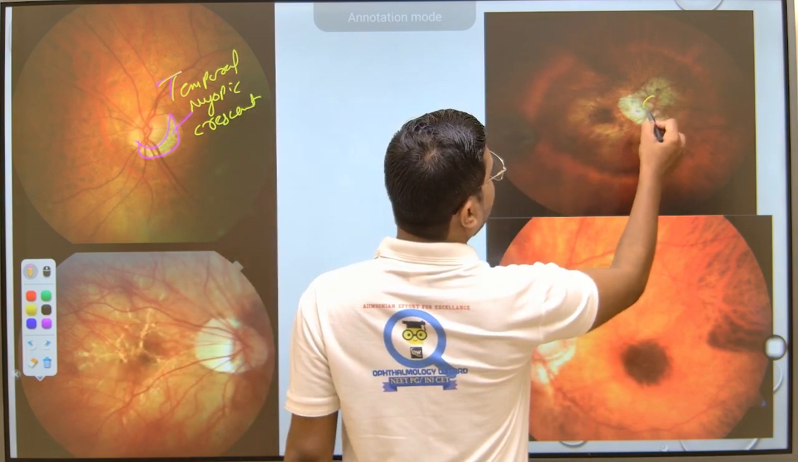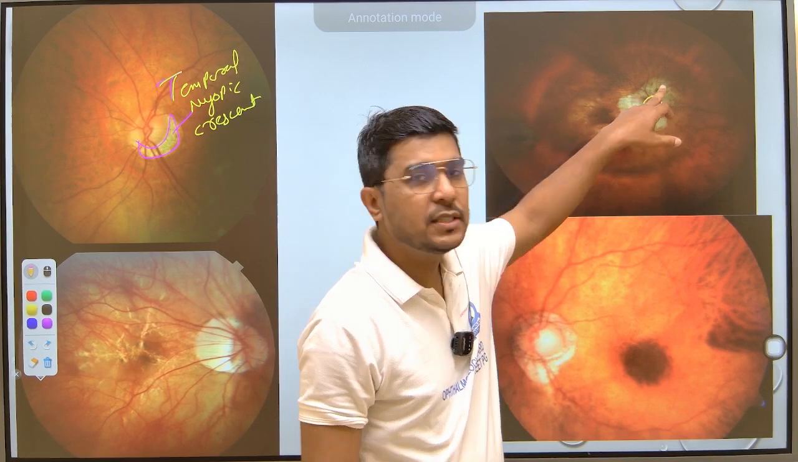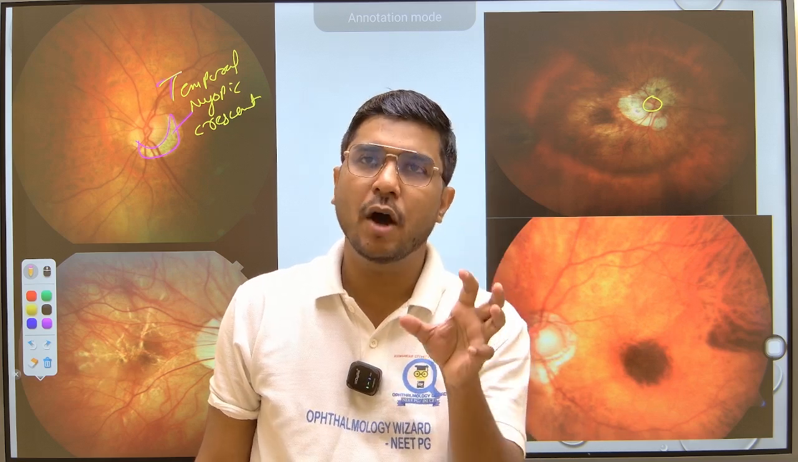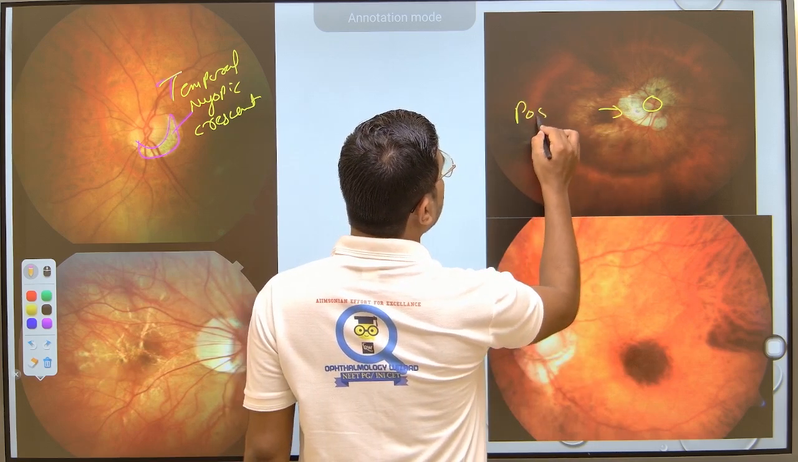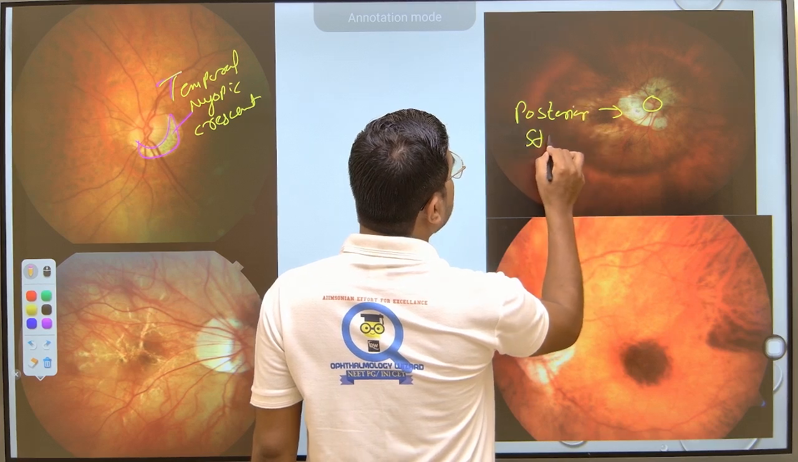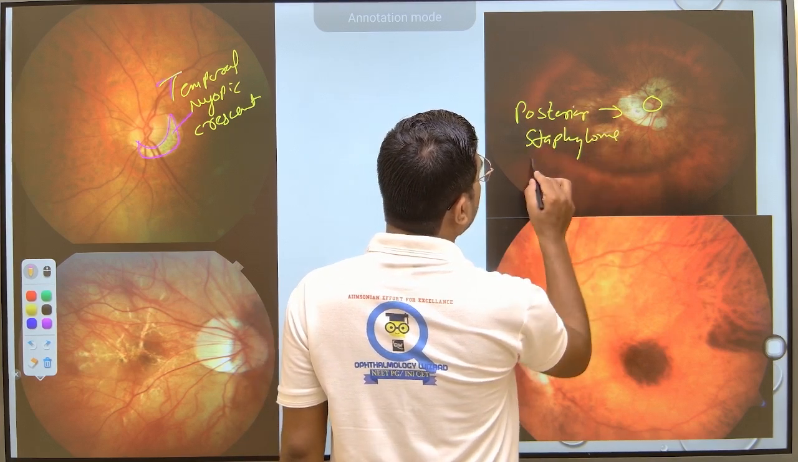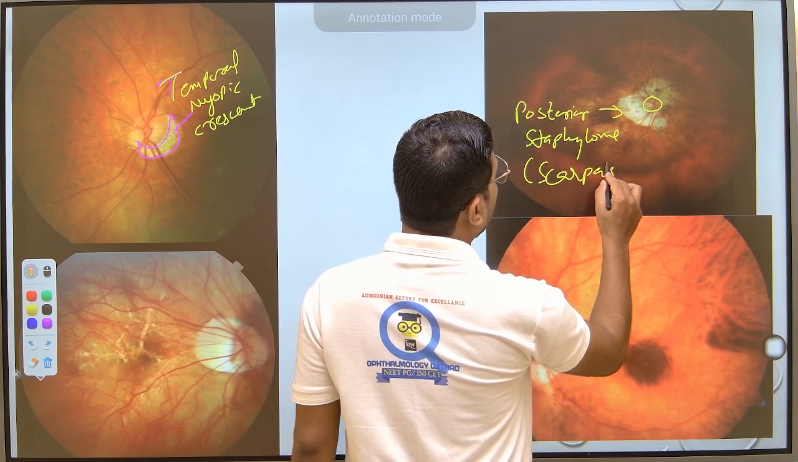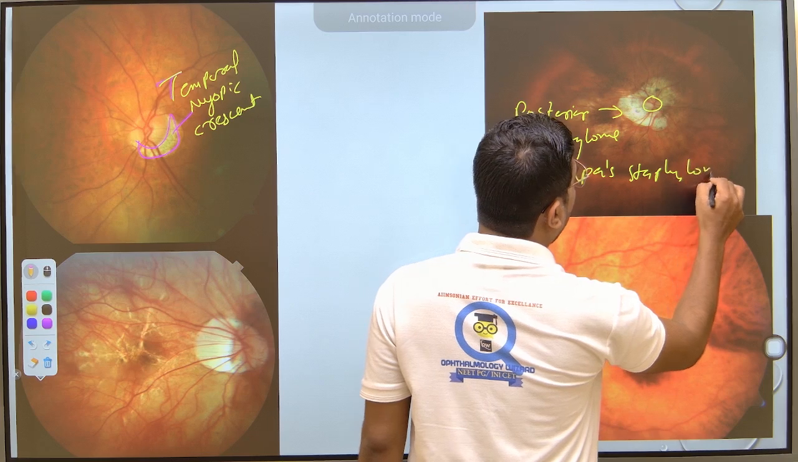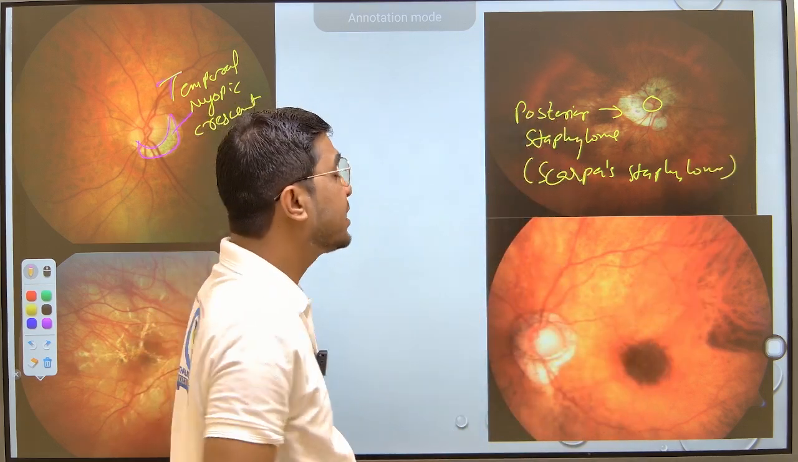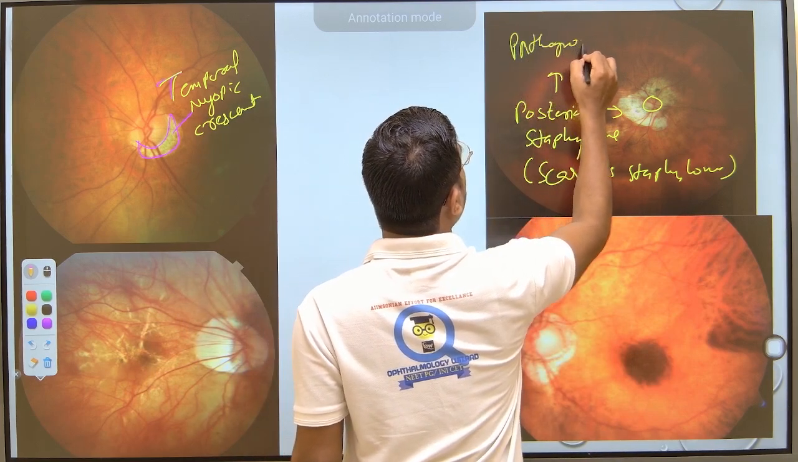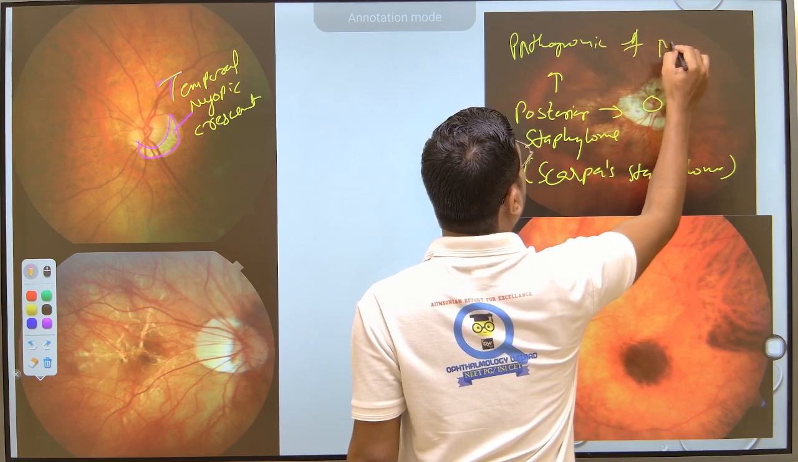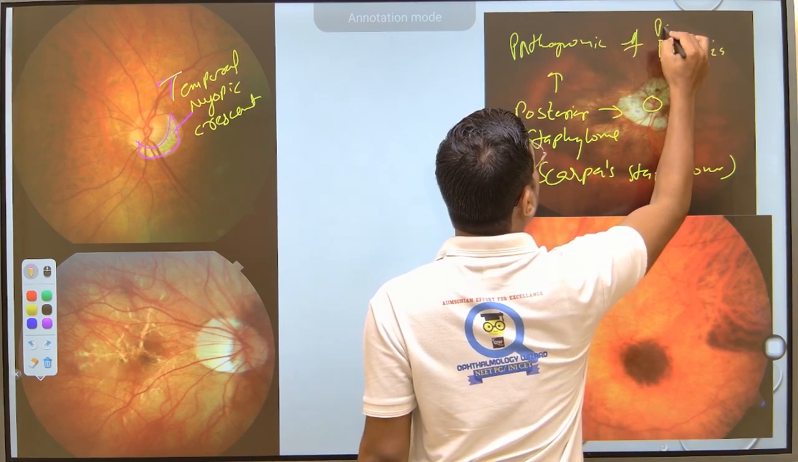In the center we have the disc, and all around this there is an ectatic bulging of the sclera because of the thinning of the retina and degeneration of the retina. So what is this? This is called posterior staphyloma, also known as Scarpa's staphyloma. Why is this important? Because it is pathognomonic of myopia, pathological myopia, right?